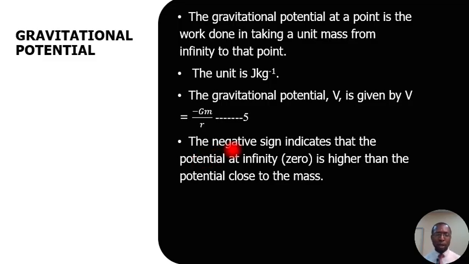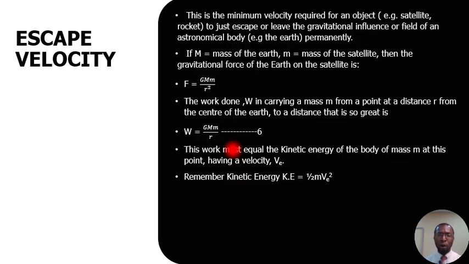All right. So the next concept about this gravitational field is known as the escape velocity. The word escape is used when you are trying to save yourself from a particular danger. Now, escape velocity simply means the minimum velocity required for an object, such as a satellite or rocket, to just escape or leave the gravitational influence or field of an astronomical body permanently. If this satellite or rocket does not leave this gravitational influence, there is no way it will remain outside the planet. So that minimum velocity required by this object is known as escape velocity, and we are going to derive the formula for it.